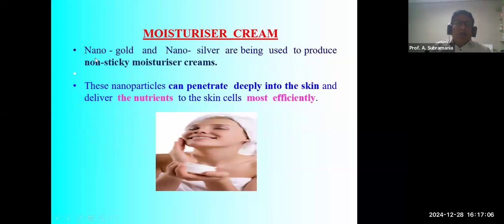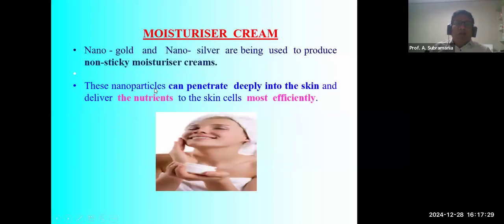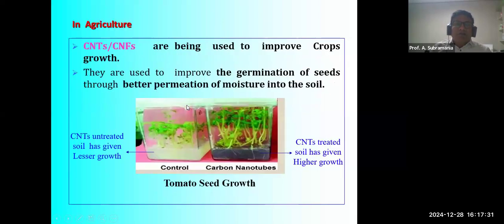Then moisturizer cream. See here in this, the nano gold or nano silver are being used to produce non-sticky moisturizer creams. These nanoparticles can penetrate deeply into the skin and deliver nutrients to the skin cells most effectively. Then let us see the applications of nanomaterials in agricultural and food industry. See, in agriculture, CNTs or carbon nanofibers are being used to improve crop growth.